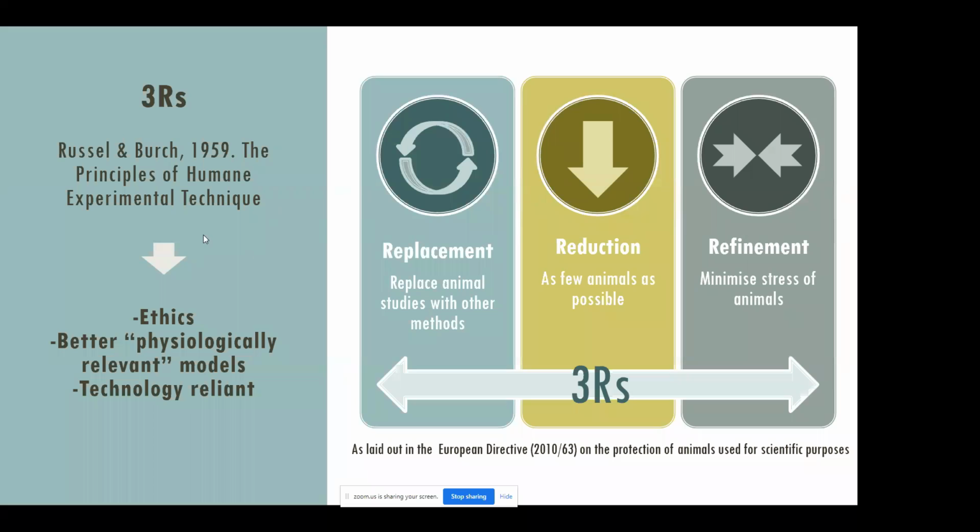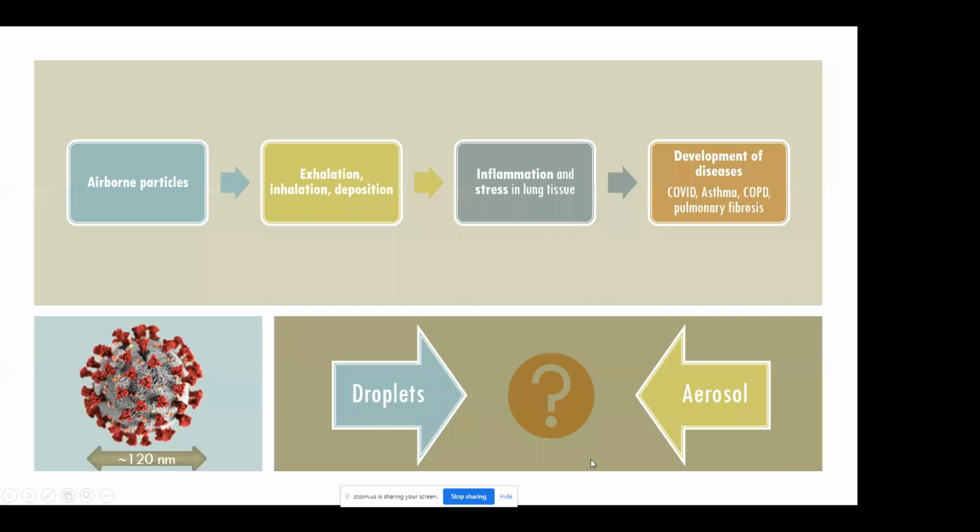And in Europe, they've actually been formally adopted as legislation in all EU countries through a directive that was passed in 2010. So this directive is a directive on the protection of animals for scientific purposes, and it applies the 3 R's principles. And that's basically what underlies most of the research that I do and that my group does. Now, going to the specifics of research on the lung and the way that particles enter into the lung system.